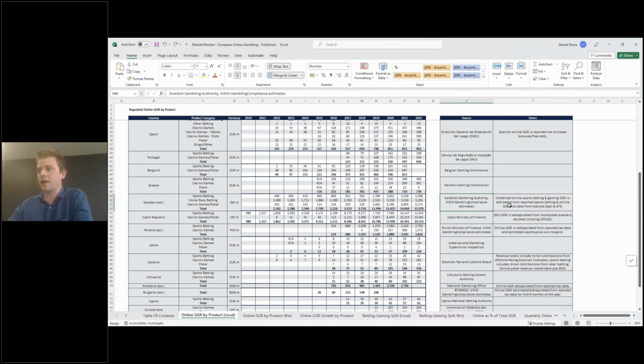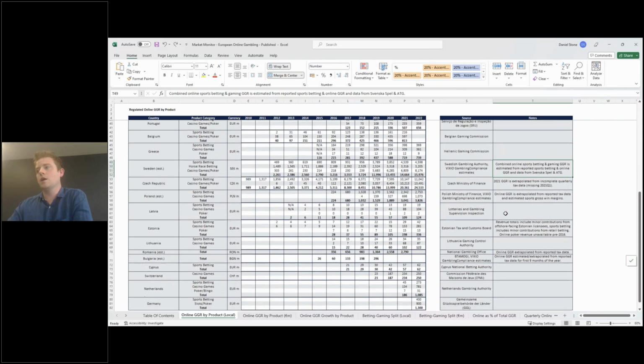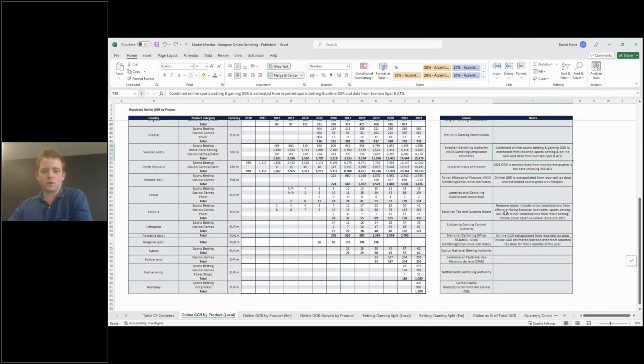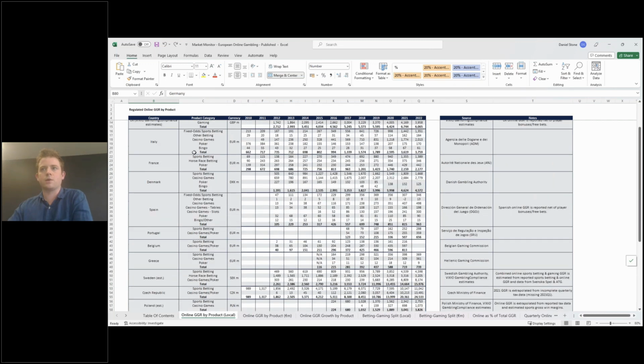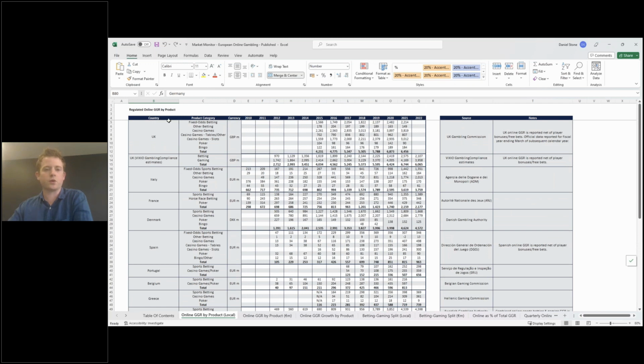Where data is being estimated or extrapolated from tax data, for example, we make that clear in the notes section here. And really what we're looking at is a full view of verifiable data relating to regulated, locally licensed gambling across Europe. We can see more recently launched markets towards the bottom here: Switzerland, Netherlands, Germany. As new markets launch, they're added to this market monitor to provide a full view of verifiable data across the continent.